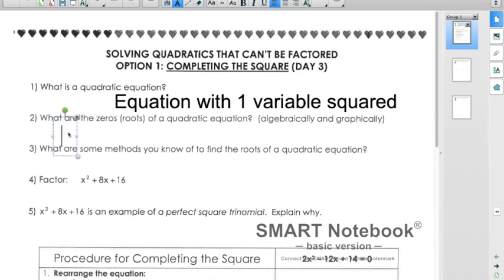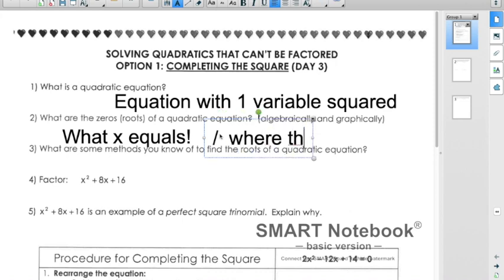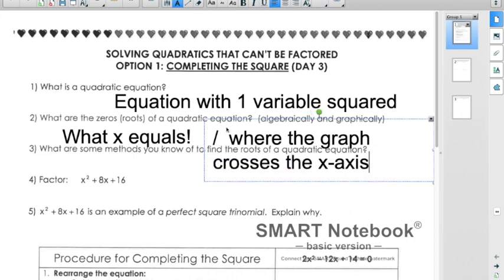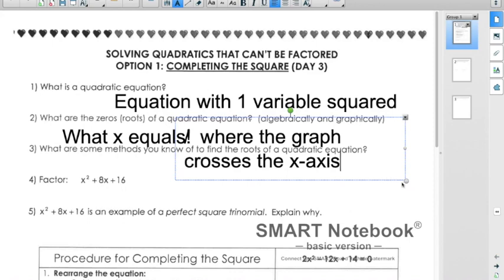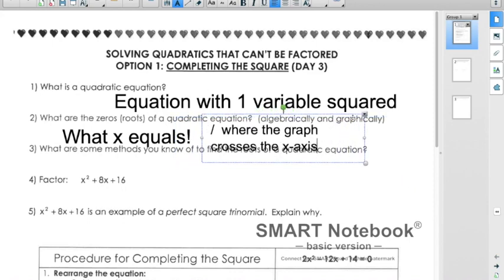Right, so this is kind of back to day 1 when we did it in class. You guys were asking if it said to solve for y, or solve for the roots, or solve for the zeros, does that all mean the same thing? It does. It's saying what does x equal. So that's the algebraic version. And then if it's saying what are the zeros graphically, well, it's where the graph crosses the x-axis.